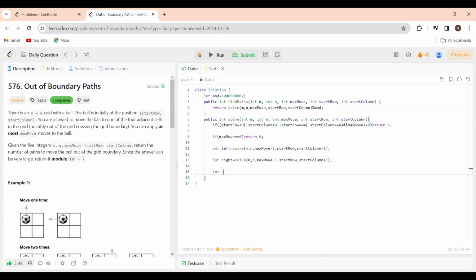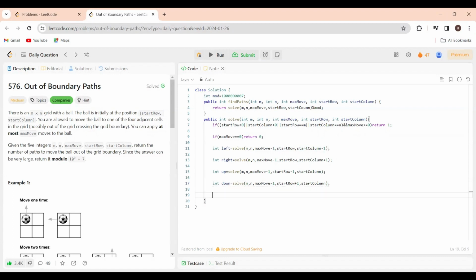After going left and right, I can go up, right? So I'll write up. While going up, our column index will remain the same, but the starting row will decrease. Then I can go down here. After going up, I can go down, right? Going down means increasing the row index, so I will be increasing the row index.